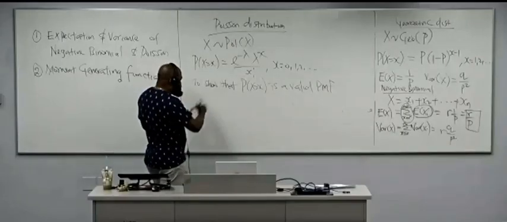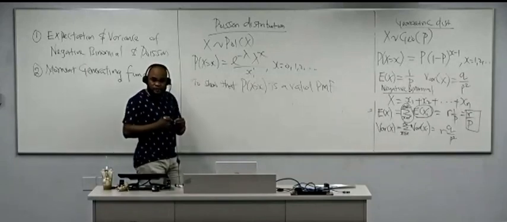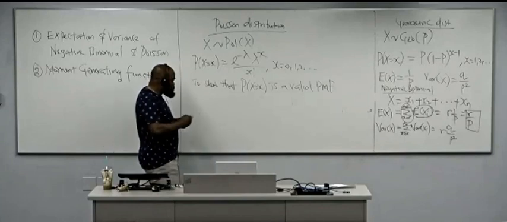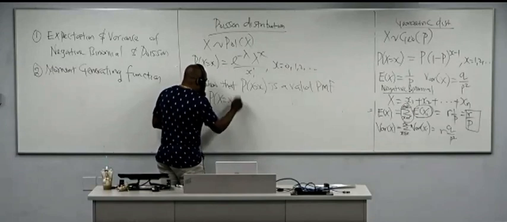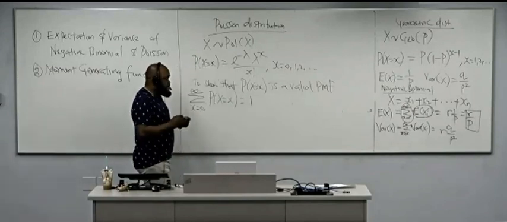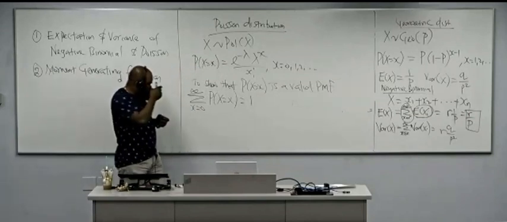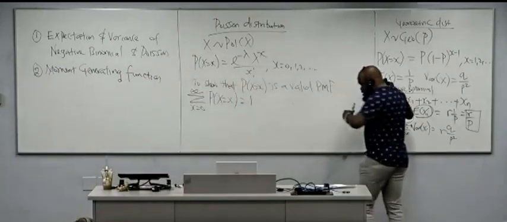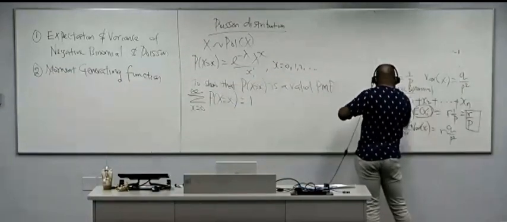Now, if I want to show that this is a valid PMF, don't forget, because Poisson distribution is a discrete type probability distribution, then I'm also going to do this. I want to show that this is going to be equal to 1. What is my x starting from 0 to infinity? Please pay attention to the state space. So if I want to show that that's a valid PMF.